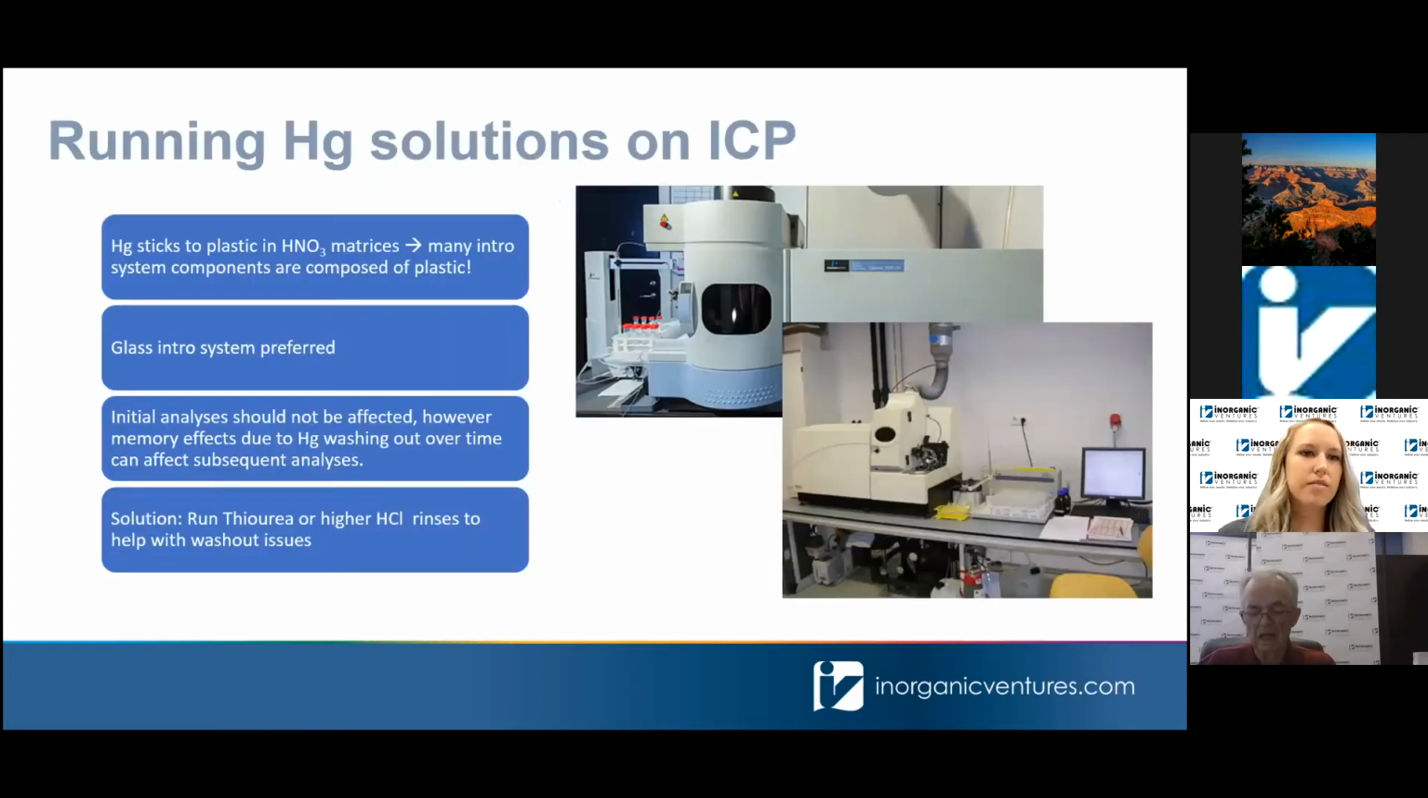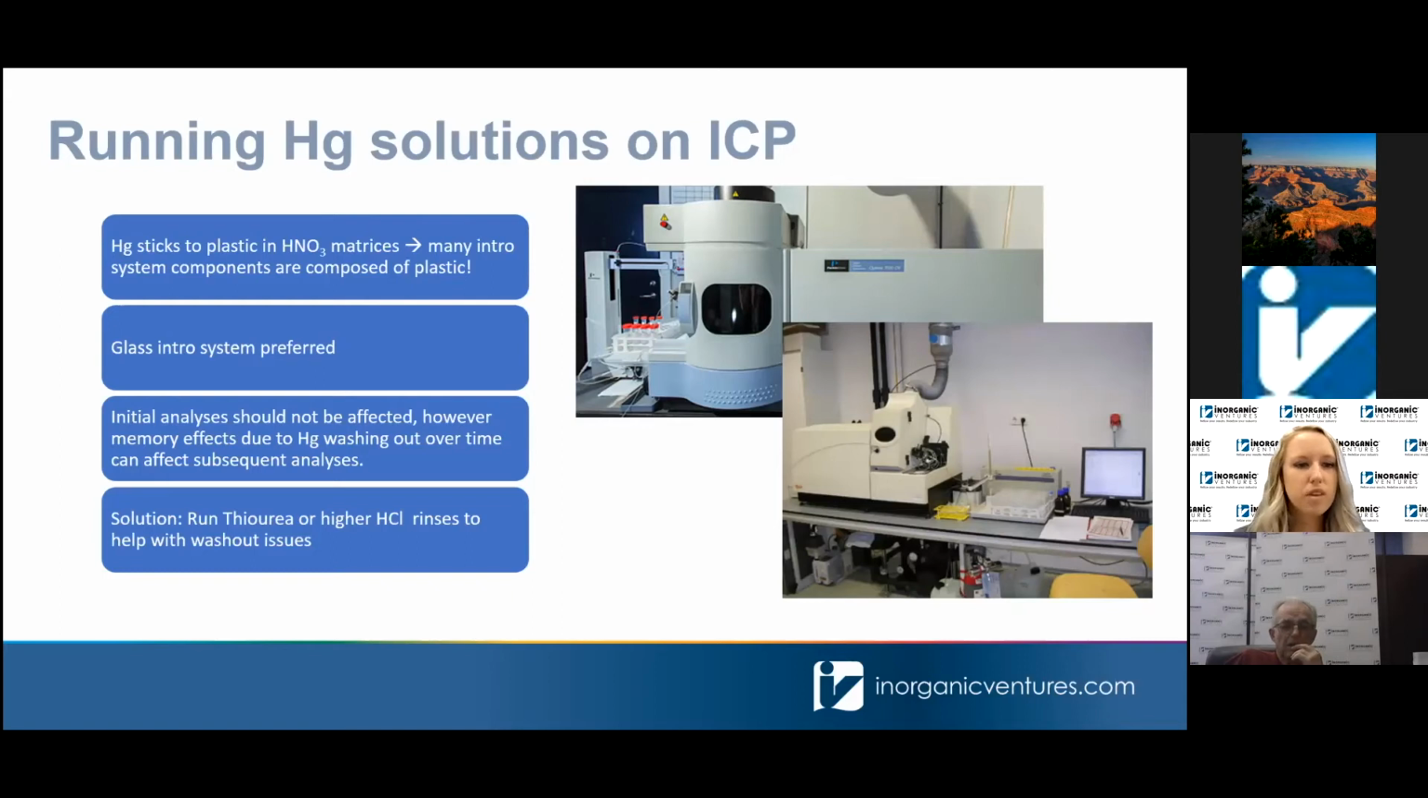All right, so once you have your samples in solution, you're going to want to run those on your ICP. Again, for mercury in nitric matrices alone, you're going to have issues with sticking to plastic, and a lot of instrument components are going to be plastic. So if you do have access to a glass intro system, we recommend using that for mercury, especially if you're in nitric matrices. Your initial analysis is not really going to be affected by this. You're still probably going to get good results for mercury, but this is going to cause issues for future analyses with memory effects and washout of that mercury.